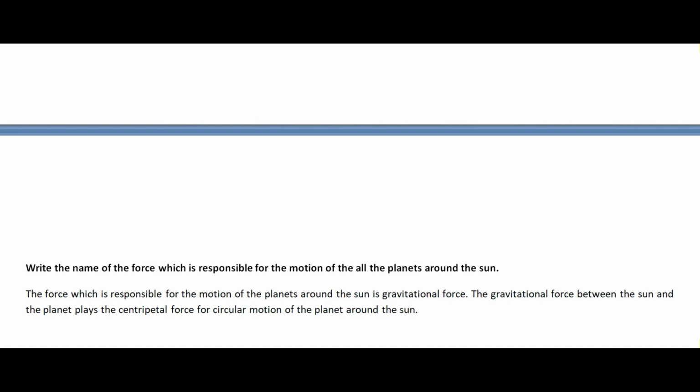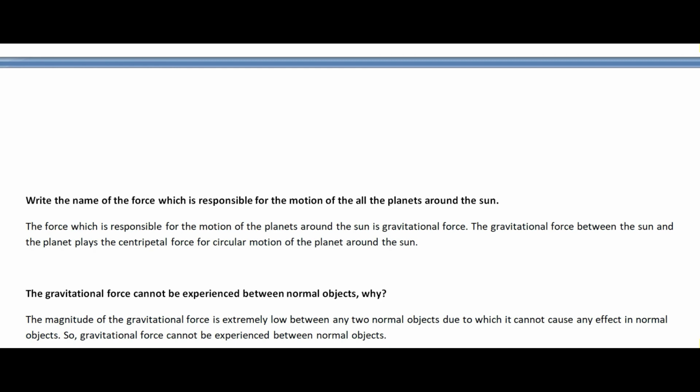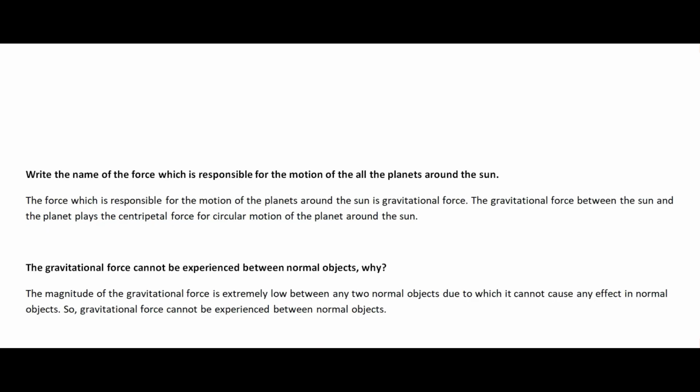And gravitational force cannot be experienced in the case of normal objects, because the magnitude of the force of attraction between two normal objects is extremely low. That means force of attraction exists between any two normal objects, but such a force is extremely low. Its magnitude is like 10 to the power minus 9 Newton, 10 to the power minus 10 Newton, 10 to the power minus 7 Newton, like this. And such a low magnitude of force cannot be noticed.